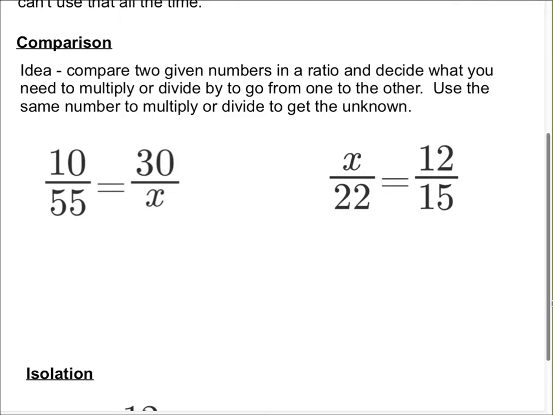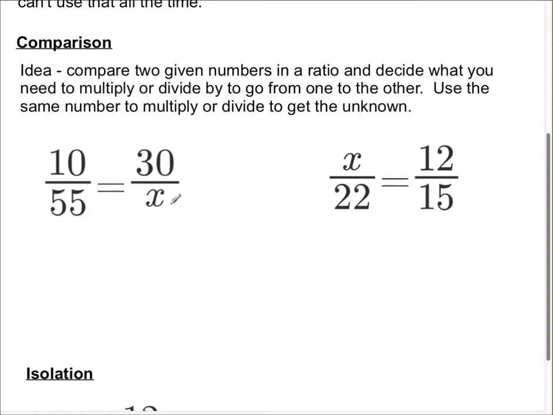Here's the idea. We're going to compare two given numbers in a ratio and decide what you need to multiply or divide by to go from one to another. And then you use the same number to multiply or divide to get the unknown. So here we go. Here's my ratio. Notice I've got two. I've got one that's actually really nice and one that's a little yucky. We're going to look at the nice one first.